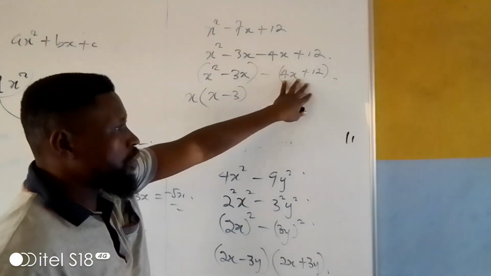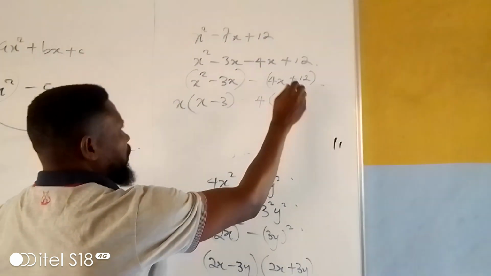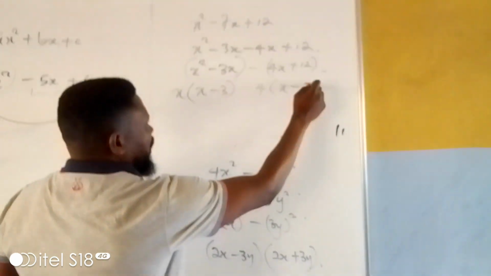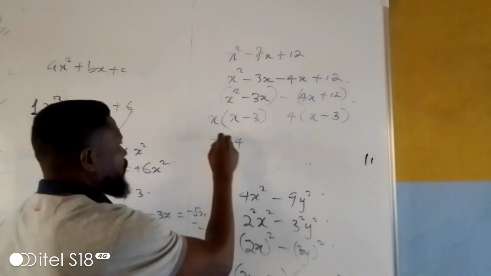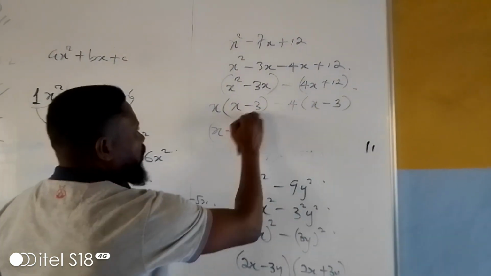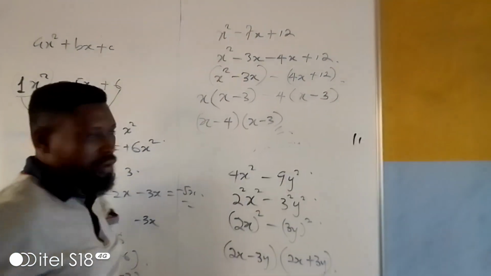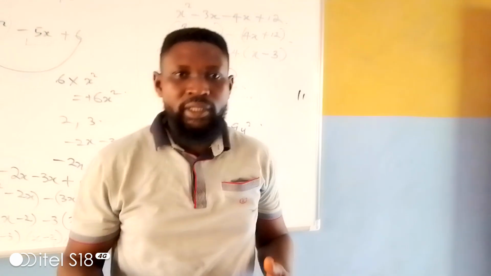We also pull out the common factor here, which is 4. Write down the remainder. This sign will affect this sign. 3 minus 8. So looking at it, we'll have x minus 4. And you pick any of these, x minus 3. So by this, you have just factorized that expression.